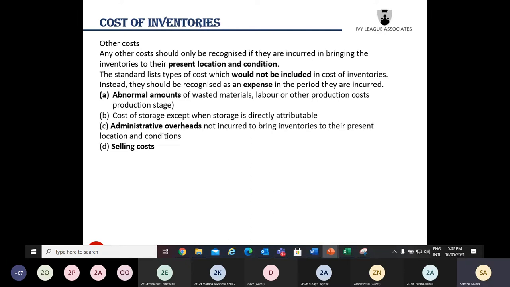In IAS 2, the standard says there are some costs or expenses that should not be taken into consideration for the purpose of determining cost of inventory. Please give me 1 second, please.